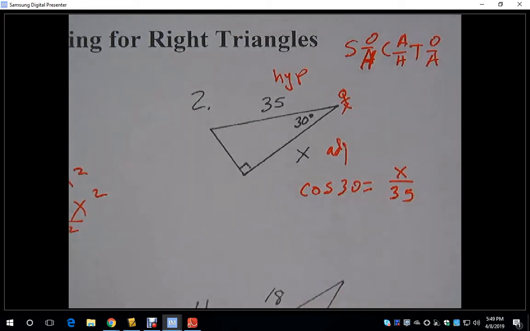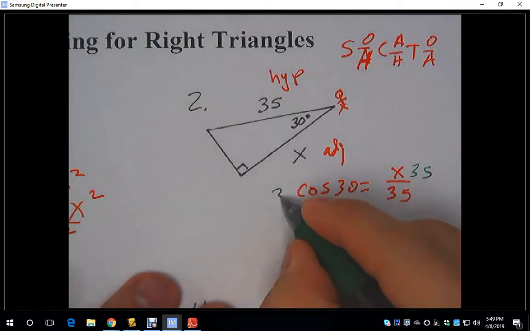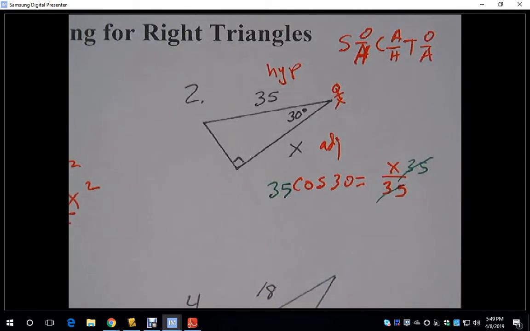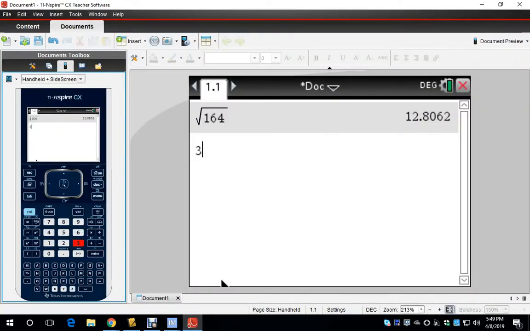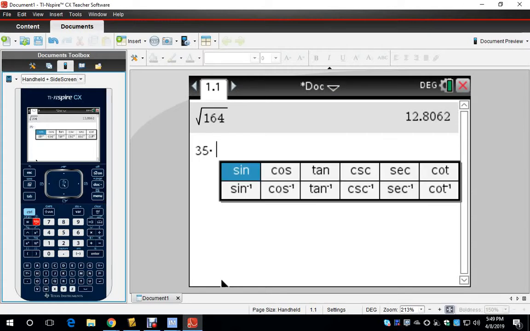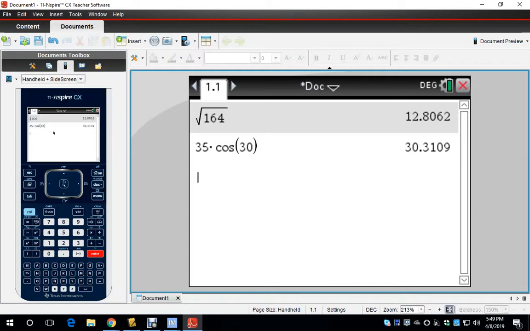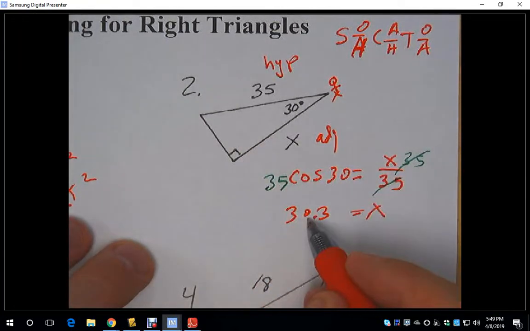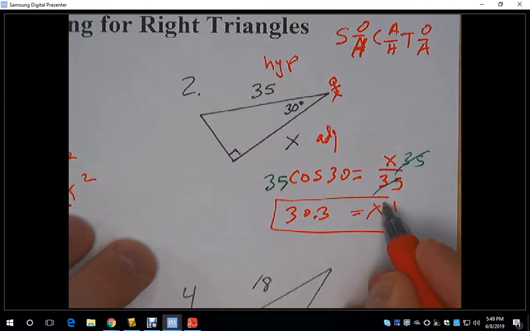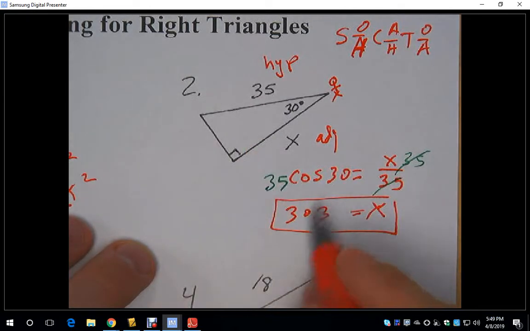We solve for x by multiplying both sides by 35. And then we just throw that into our calculator, 35 times cosine of 30, and that gives us 30.3. So x equals 30.3. So this length right here is 30.3. And this side should be less than the hypotenuse, so it looks like we're pretty accurate with what we've come up with. About 30.3, that makes sense.